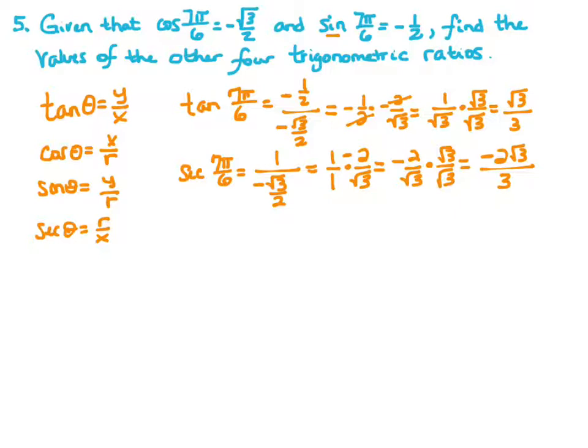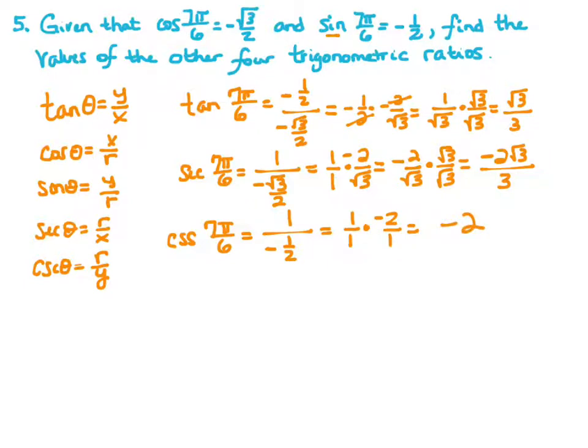All right, next up is cosecant. Cosecant theta is the reciprocal of sine. This is going to be r over y. So cosecant of 7 pi over 6 is going to be the r, which is 1, over the y-coordinate, which is negative 1/2. And so that would equal 1 over 1 times the reciprocal, which would be negative 2 over 1. And so we just end up with negative 2 for the cosecant value.